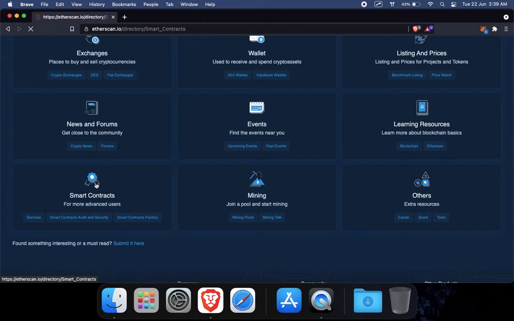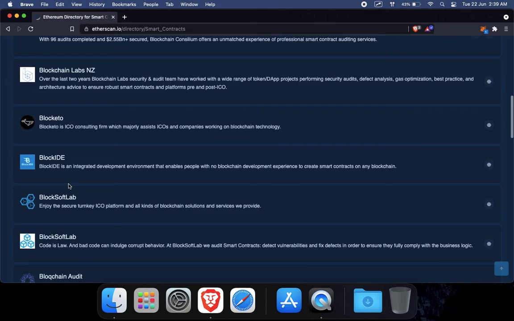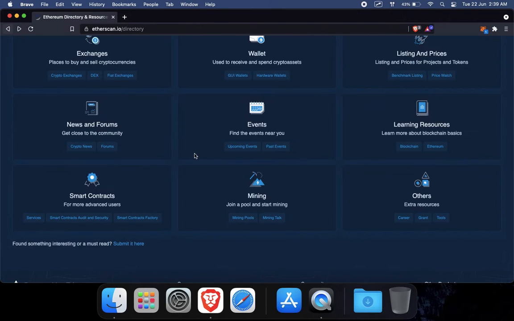Smart contracts for more advanced users. So these have to do with anything to do with giving you information about smart contracts and so on and so forth. Slightly beyond my level of knowledge.